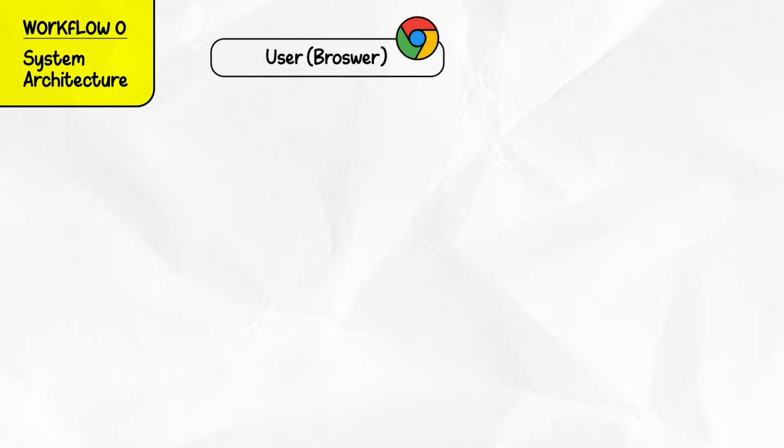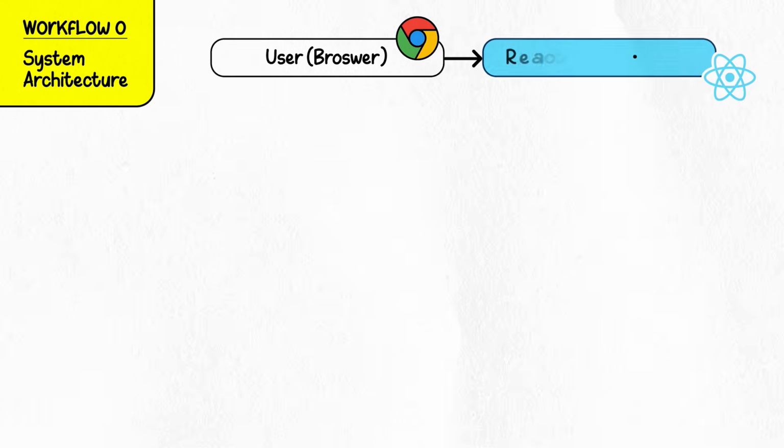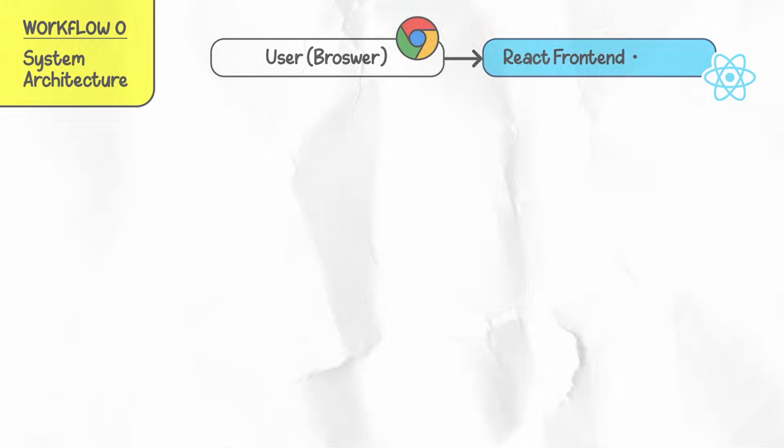Remember, this video is all about workflow and architecture. The next video is all about implementation. Let's start with our first workflow. This is the high-level system architecture. Here, all users are interacting with a front-end application. This is a React-based application served by Nginx.